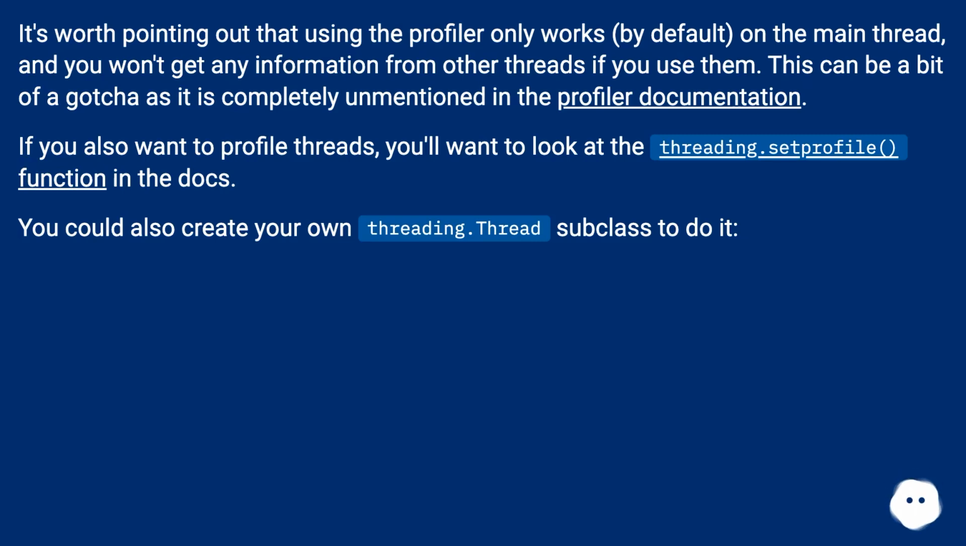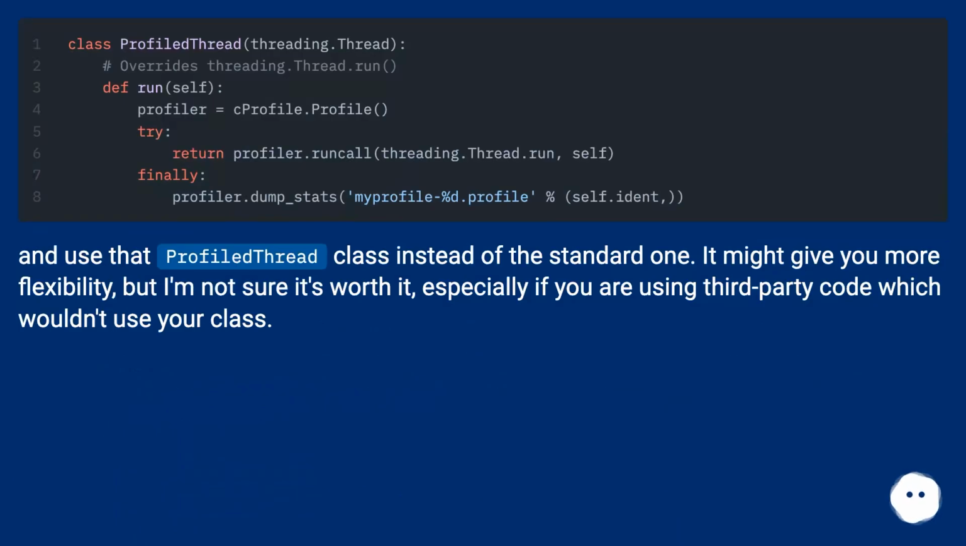You could also create your own threading.Thread subclass to do it, and use that profile thread class instead of the standard one. It might give you more flexibility, but I'm not sure it's worth it, especially if you are using third-party code which wouldn't use your class.